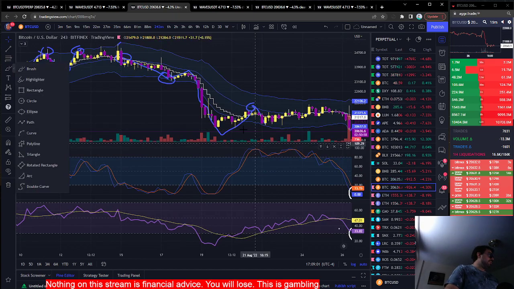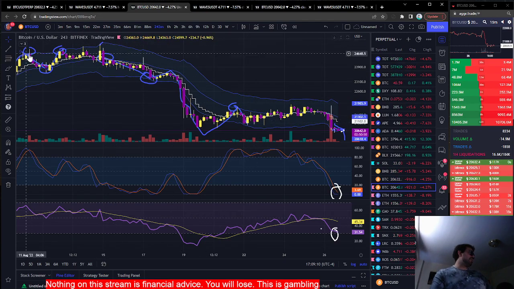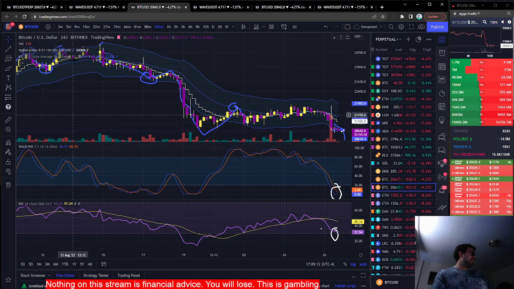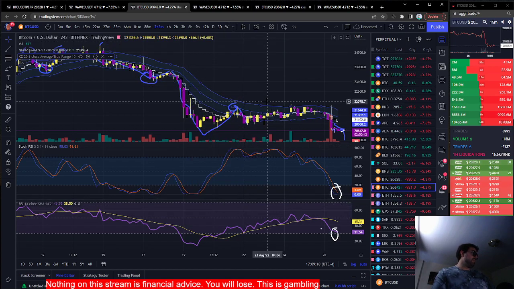If you break the middle, and this is why I like the multiplier of 1. I think multiplier of 1 is a little bit better. Right now we're on multiplier of 2, so let's set that back to the multiplier of 1, because I've been using multiplier 1. I've just been testing multiplier 2 recently. I'm a fan of multiplier 1.